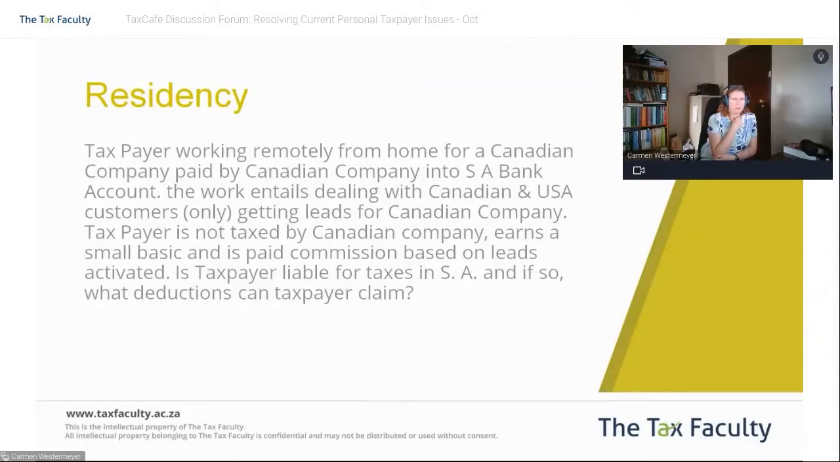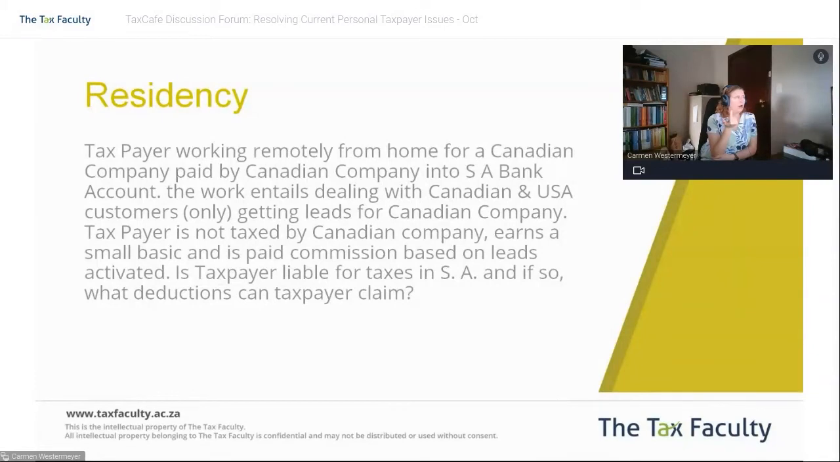I can't, in this particular set of circumstances, claim Section 10(1)(o)(ii) because although the work is being paid to me by a Canadian company, I am working in South Africa, so it's not foreign income. I'm not out of the country while I'm doing the work. So Section 10(1)(o)(ii), the 1.25 million exemption, is not available to me.